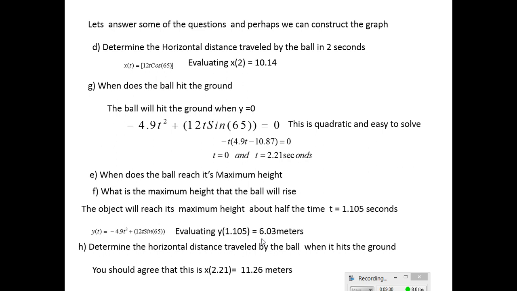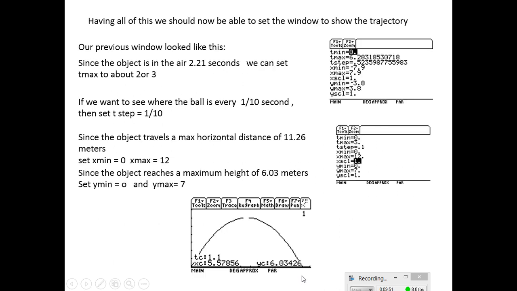Determine the horizontal distance traveled by the ball when it hits the ground. Well, again, it will be in the air for a total of 2.21 seconds. So if we go to the x position and evaluate that, then we see that it will travel a total distance of approximately 11.25 meters.